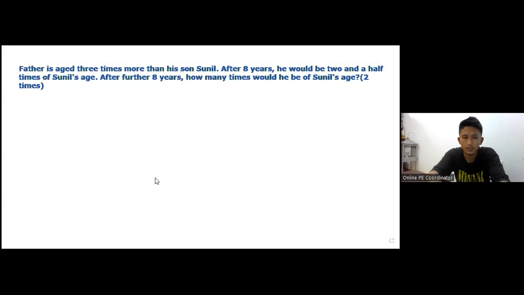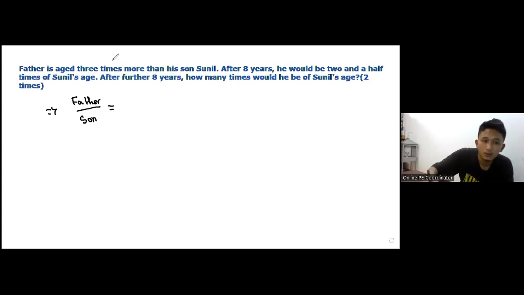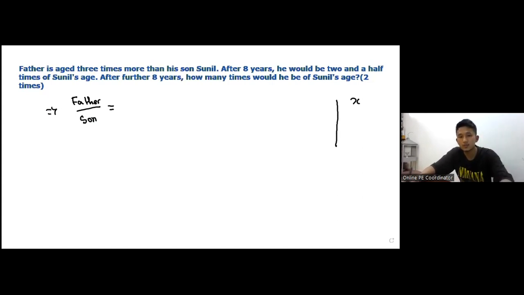You can solve it using the ratio. The ratio is given, father to son. So the father's age is 3 times the son's age. Since we have written 3 times, let the son's age be x. The father's age, 3 times the age of the son, we usually write as 3x.